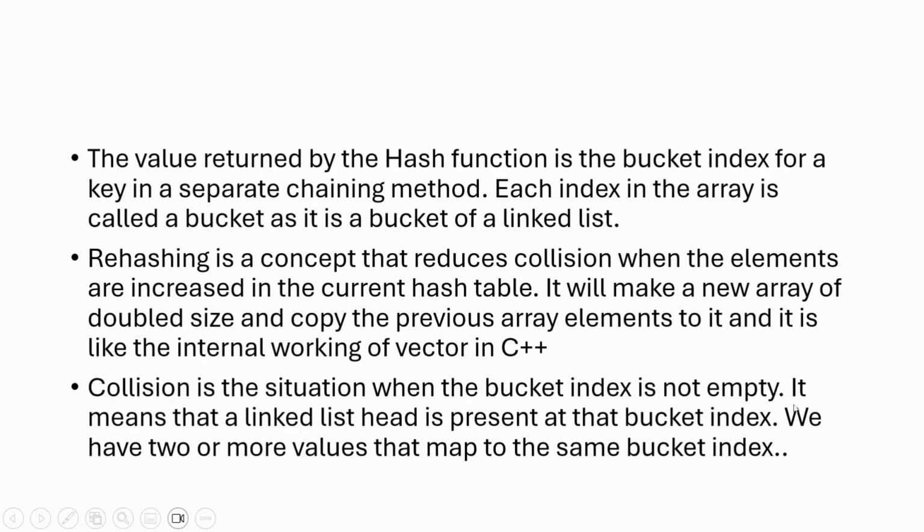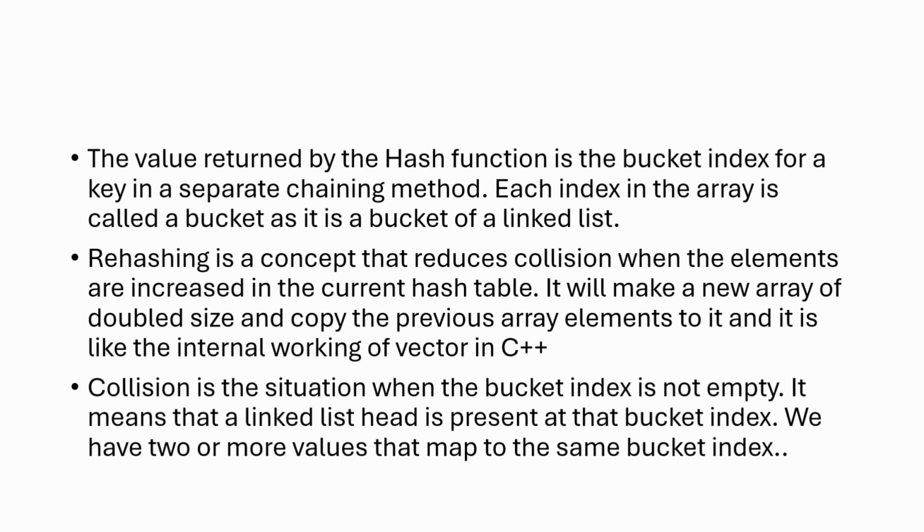The value returned by the hash function is a bucket index for a key in the separate chaining method. Each index in the array is called a bucket, and it is a bucket of a linked list. So this is what hashing is doing for you. These are just some points to remember. There is hashing, there is rehashing, there is collision. Hashing does this mapping for you. Rehashing is a concept that reduces collision.